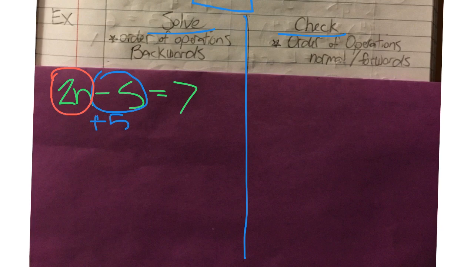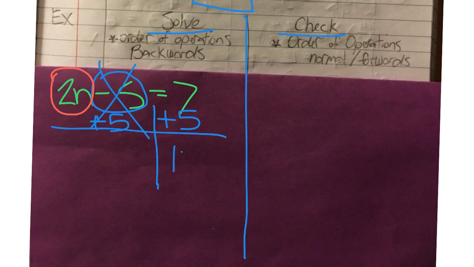Now this goes back to one-step equations because what I do on the left side, I also have to do on the right side. So if I added 5 over on the left, I need to add 5 over on the right. That gets rid of minus 5, plus 5 cancels.